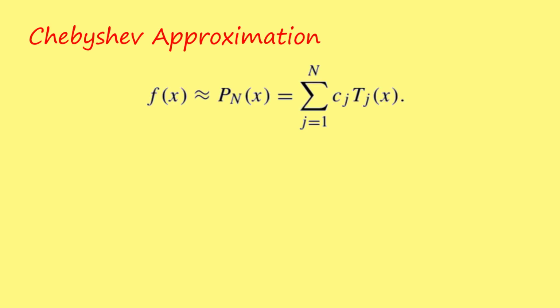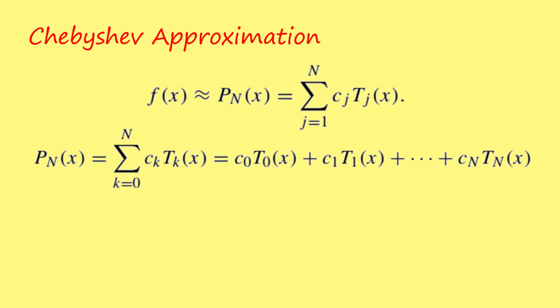The last thing I want to mention is Chebyshev approximation. You can approximate function f over minus 1 and 1 using Chebyshev polynomials. In other words, the interpolated polynomial that we discussed can be written as the sum of Chebyshev polynomials. To find these unknown coefficients, I use the orthogonality property.